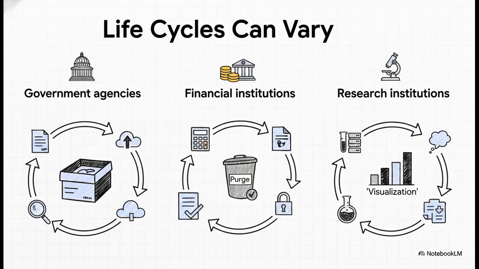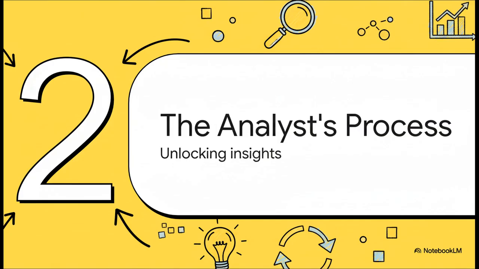But, and this is super important, this life cycle isn't some rigid one-size-fits-all thing. Not at all. A government agency, for example, might be really focused on archiving historical data forever. A bank, on the other hand, will have unique stages like qualify and purge. The core idea is always the same, but the exact chapters of the story can change a lot depending on the industry.